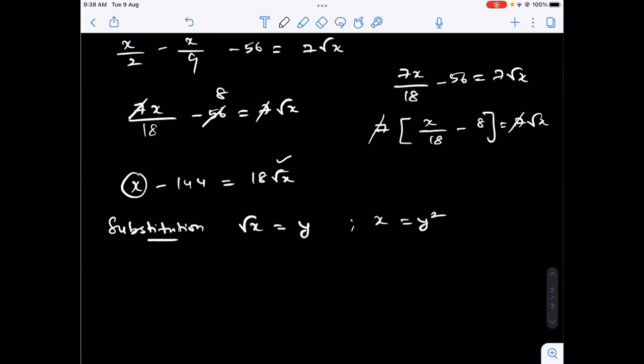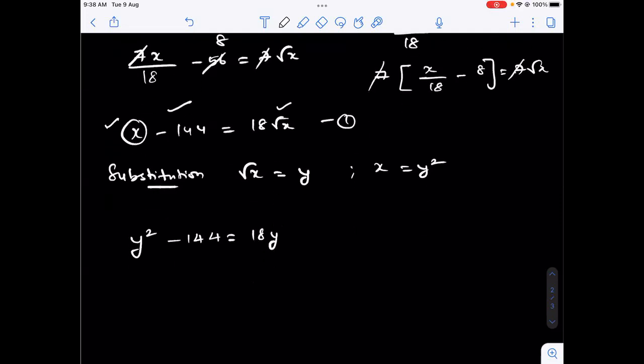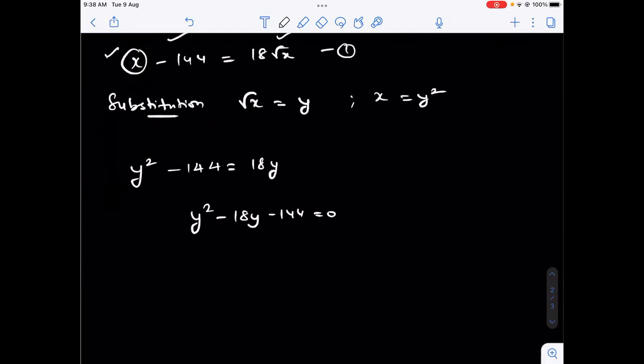Am I right? So in the above expression, in equation number 1, x can be replaced with y square minus 144 undisturbed is equal to 18 into root x, which is y. So y square minus 18y minus 144 is 0. Now, how will you split and write?